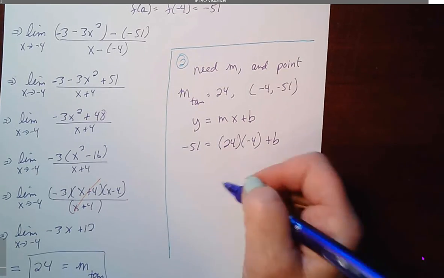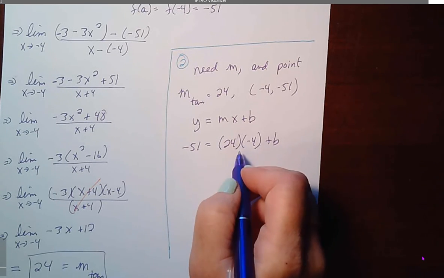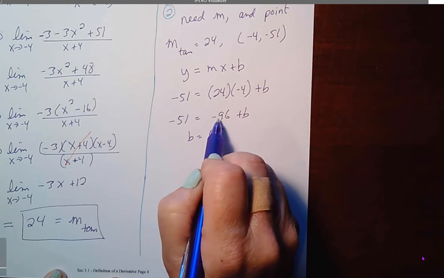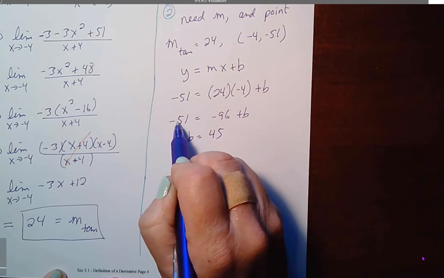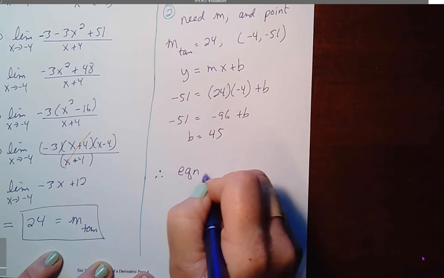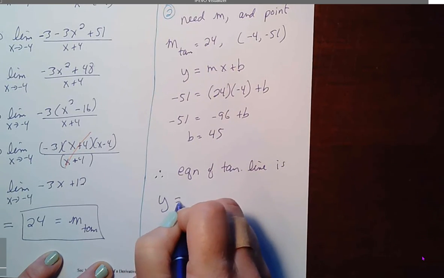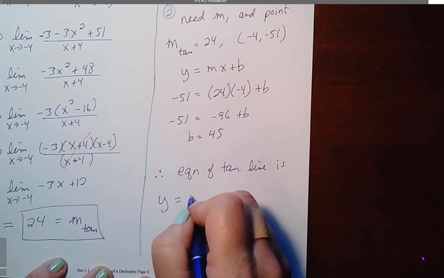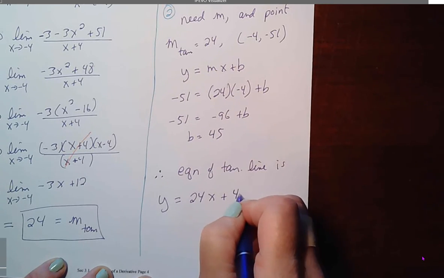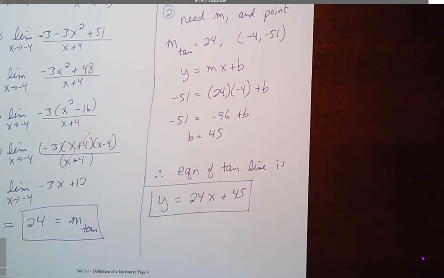Solve for b. Okay, what is b? So that's going to be negative 51 equals negative 96 plus b. Add the 96 over, and you have b equals 45. So therefore, the equation of the tangent line is y equals 24x plus 45. Boom. All done. That's it. There's your answer. Hopefully that makes sense.